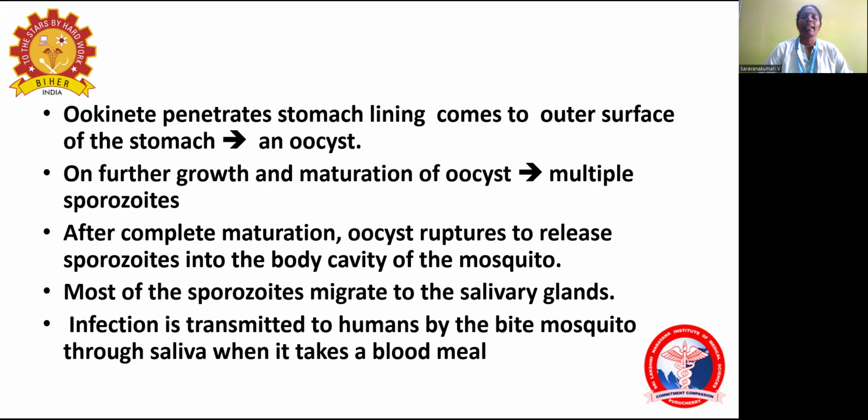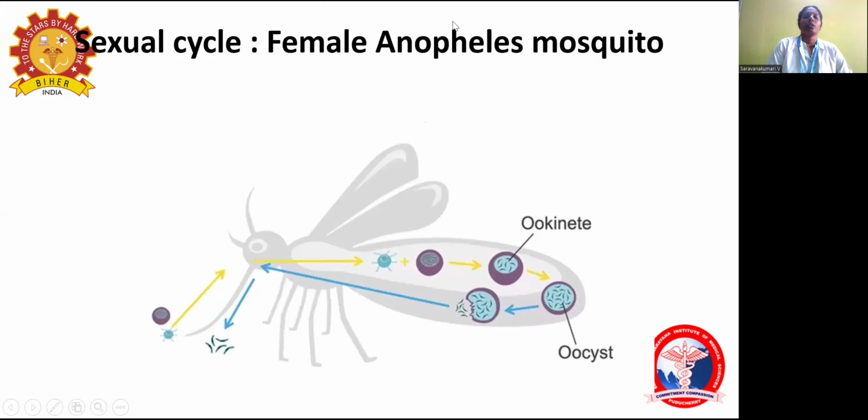Once the mosquito bites, along with the proboscis, some saliva also will enter into the circulation. So the sporozoites which are present in the saliva will also be transmitted into the human. This is the sexual reproduction. This picture clearly tells about that. So this is the bite of the mosquito that takes the blood meal.